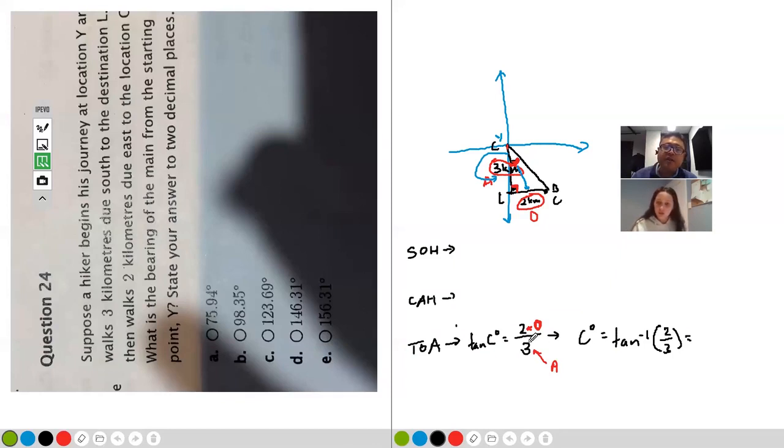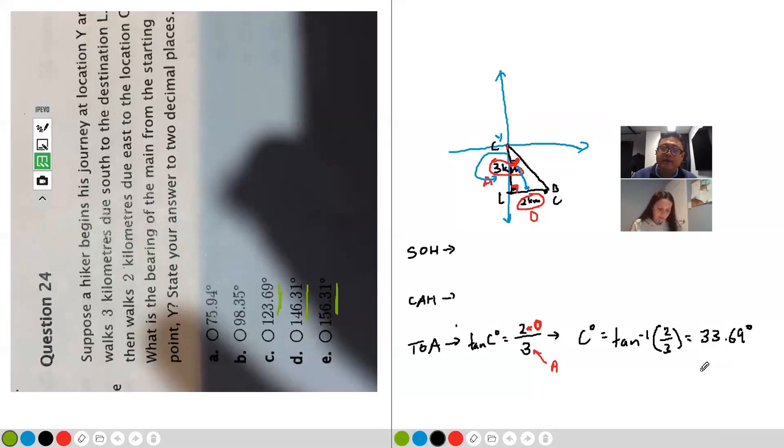Actually, you won't need the bubble button, because the bubble button is for degrees, minutes, and seconds. We don't have degrees, minutes, and seconds. It's just a decimal. Okay, lovely. I got 33.69 degrees. Okay, cool.